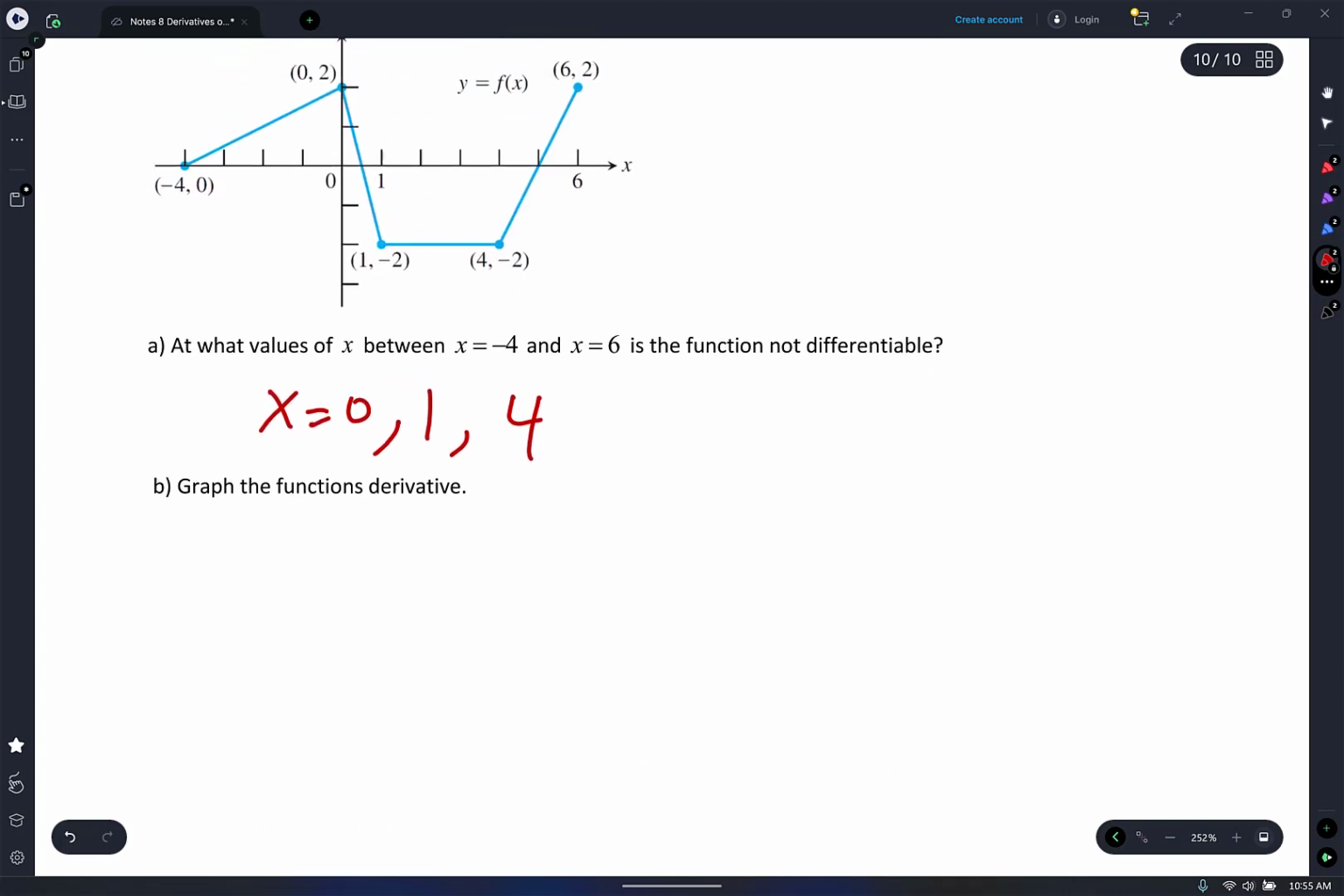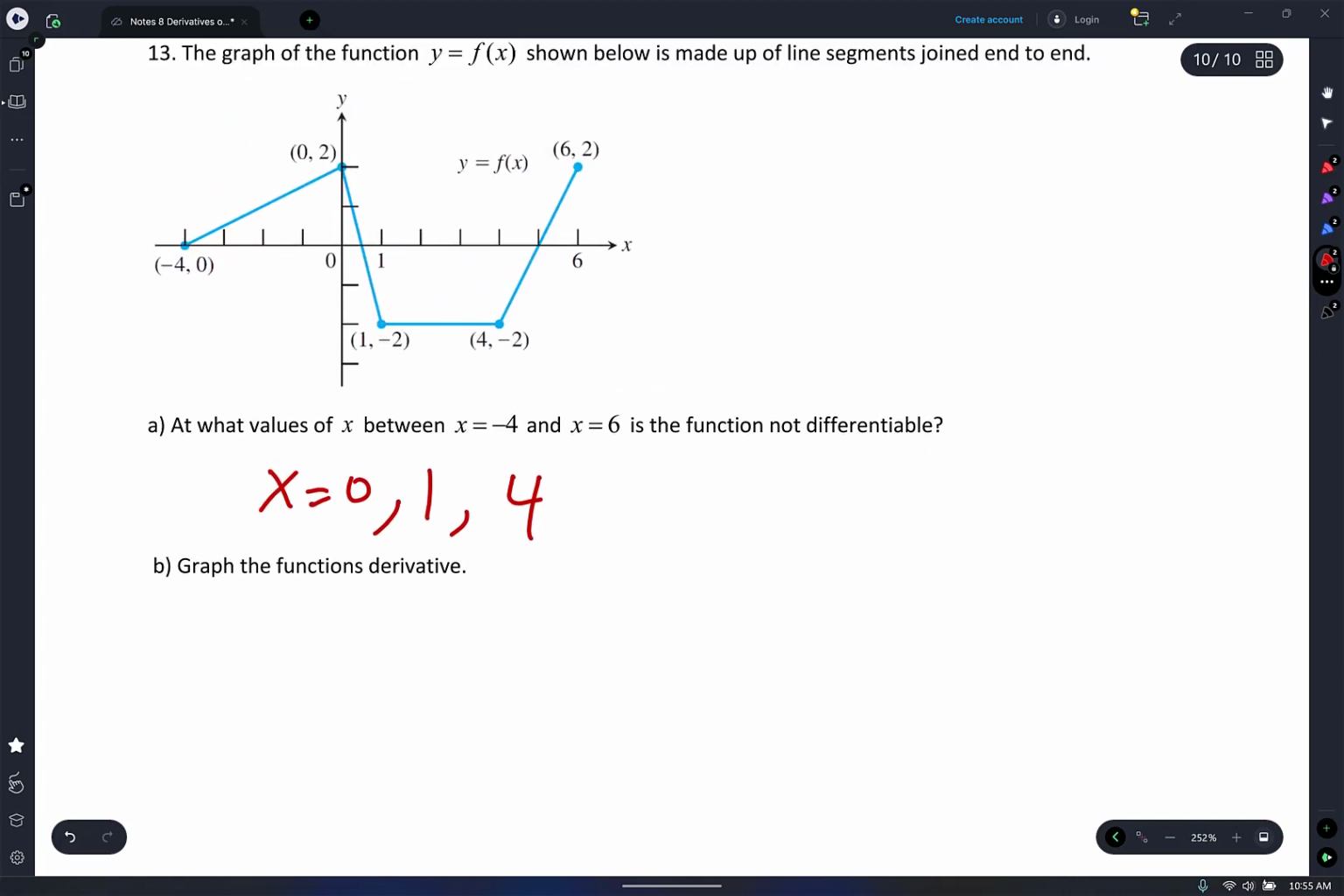Okay, it says graph the function's derivative. These are all linear lines, guys. So remember, what does a derivative mean? It just means instantaneous rate of change. It just means slope. Yes or no? So all these are linear lines. So that means I can calculate those slopes pretty easy using algebra.